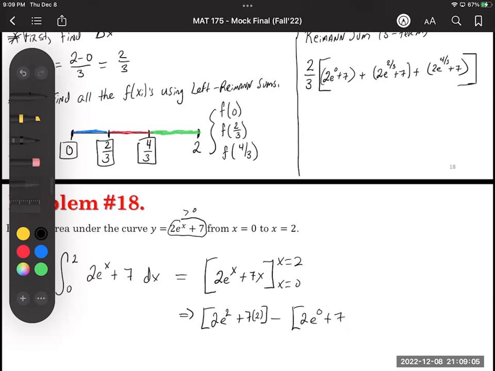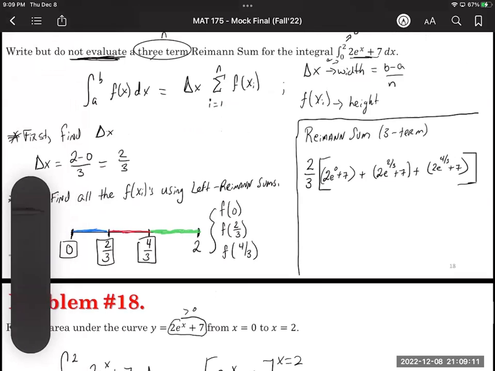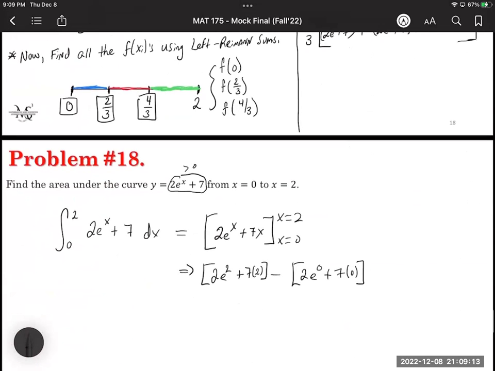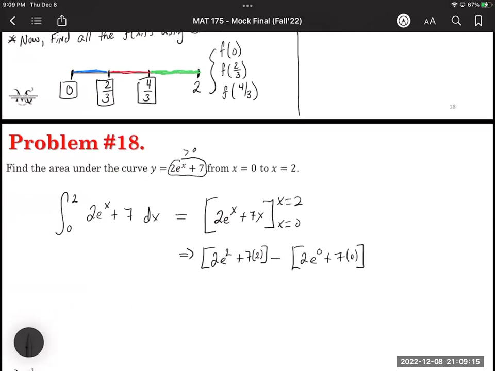Wait, so that doesn't get a plus c? No, definite integrals don't get the plus c. Plus c is only used for arbitrary indefinite integrals. It's an arbitrary number. Here, if you were to add a plus c and then apply the fundamental theorem of calculus, long story short, the plus c's go away because of that minus sign. When you do c minus c, see you later. Ah, I get it. There you go. All right.